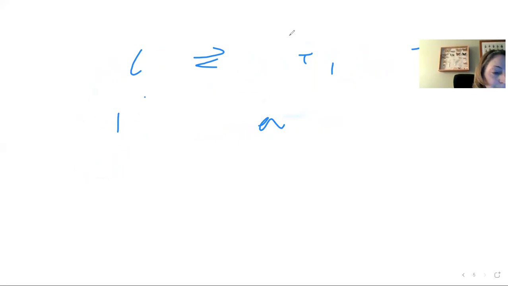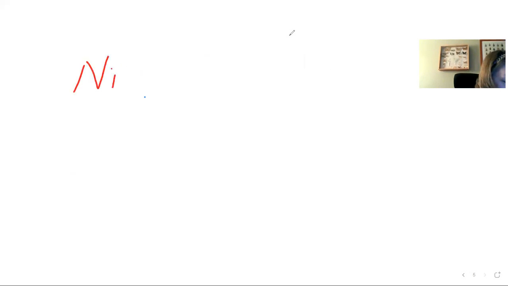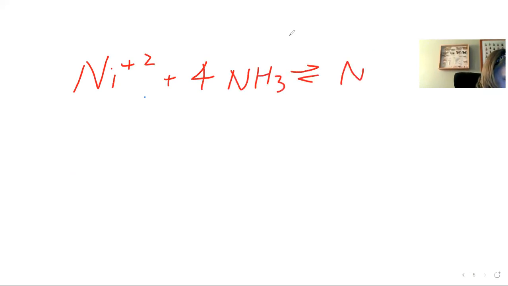There we go. Okay, and then somebody asked about number 5. Number 5 on page 23. It's a fun one. It's sort of like a domino effect. I'll just give you guys a hint about it. This first reaction is a great example of complex ion formation.